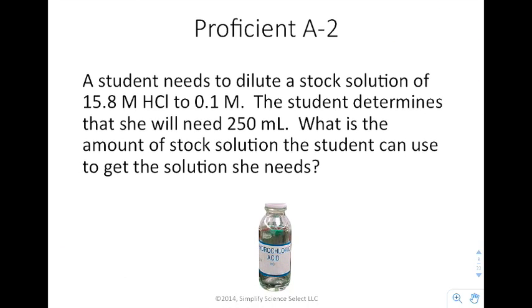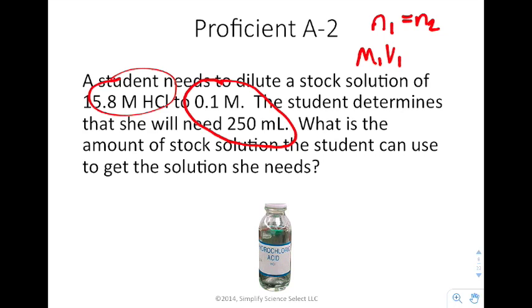It says the student needs to dilute a stock concentration of 15.8 molar hydrochloric acid to 0.1 molar. The student determines that she will need 250 mils. What is the amount of stock solution the student can use to get the solution she needs? So this is what she needs, 0.1 molarity, 250 mils. This is what she has. So we need to dilute the 15.8 molar hydrochloric acid to 0.1. So we know the number of moles are going to be the same. So we can use the formula M1V1 equals M2V2. So M1 is 15.8.